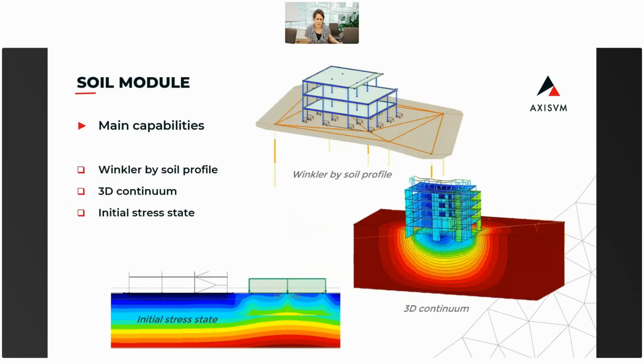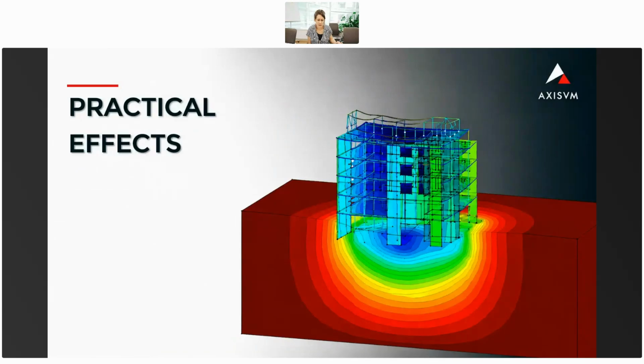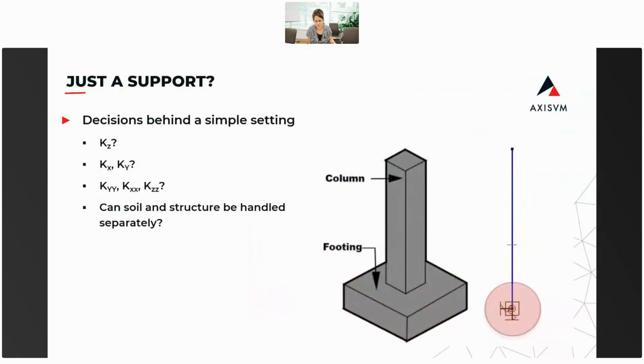And now let's see how AXISVM SOIL Module can help us. SOIL Module provides three main capabilities. The first one is Winkler-by-soil-profile, where the support stiffness is derived at every single point based on the borehole data and the generated soil profile. The second one is the 3D continuum model. In this model, the soil is modeled by using 3D finite elements. And the third capability is the initial stress state. It helps us to take into account preloaded conditions. In the following part, I would like to demonstrate the practical relevance of SOIL module in common engineering situations.